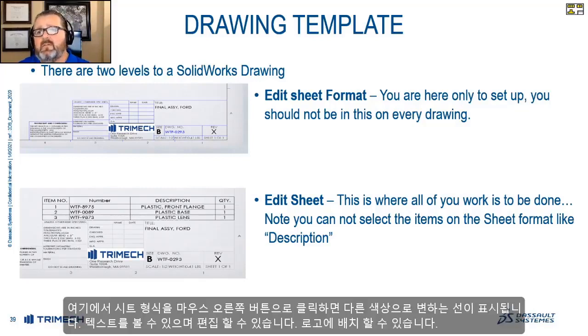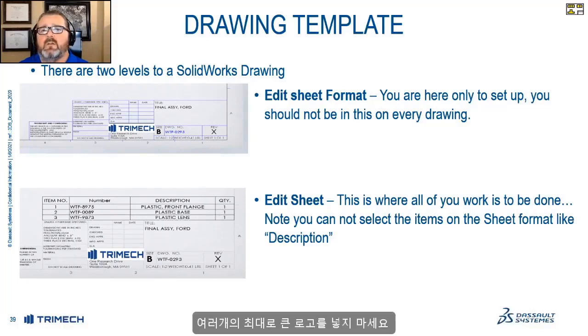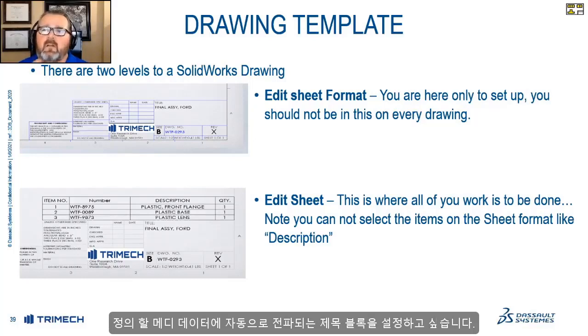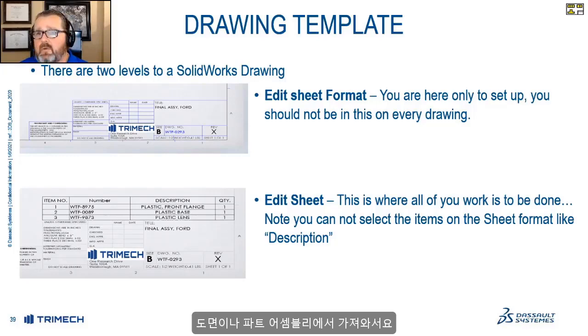So in here, you'll right click and edit sheet format, and you'll see the lines turning a different color. You'll see your text. You can edit it. You can lay out your logo. Do not put a logo that is several megs large. Very lightweight logo if you're going to put it in here. And then you do all your work on the edit sheet format, where you'll have things like the BOM and your model views and your drawings. And you want to set up your title block to automatically propagate in the metadata you're going to define to pull from the drawing or the part or assembly.